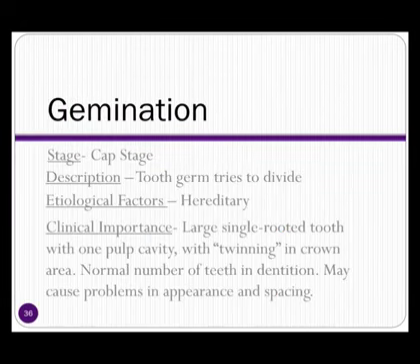Gemination also occurs in the cap stage of tooth development when the tooth germ tries to divide but is unsuccessful. And again, this is a hereditary issue. One thing that helps us distinguish gemination is that there's one root, but the twinning is in the crown portion. So the only way to truly distinguish gemination from fusion is to either count the number of teeth in the occlusion or to look at an x-ray. And hopefully I can give you some examples in a minute to help this make more sense.